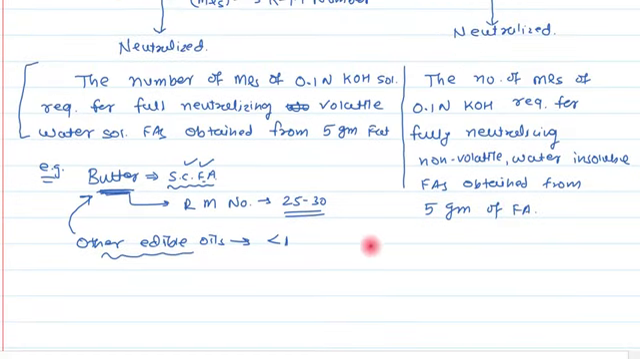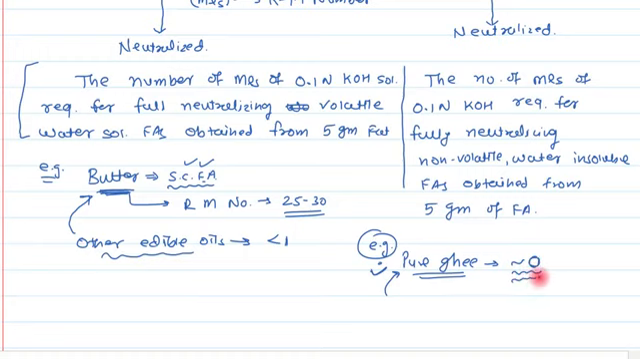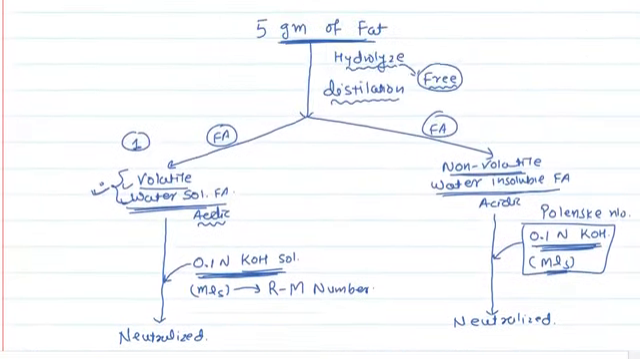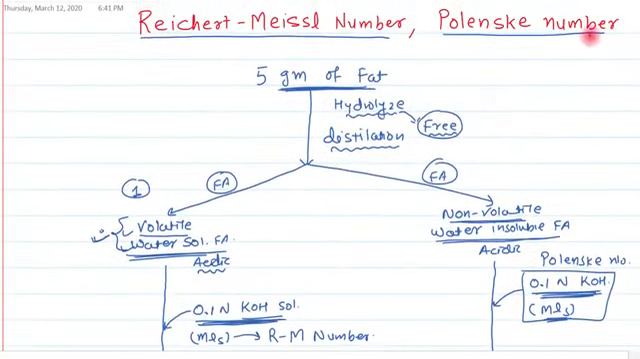As an example, pure ghee has a Polenske number that is almost negligible, or you can say almost near 0. So again, if something is adulterated with pure ghee, you can easily estimate the Polenske number and get an idea whether that particular ghee is adulterated or not. So this is all about Reichert-Meissl number and Polenske number.